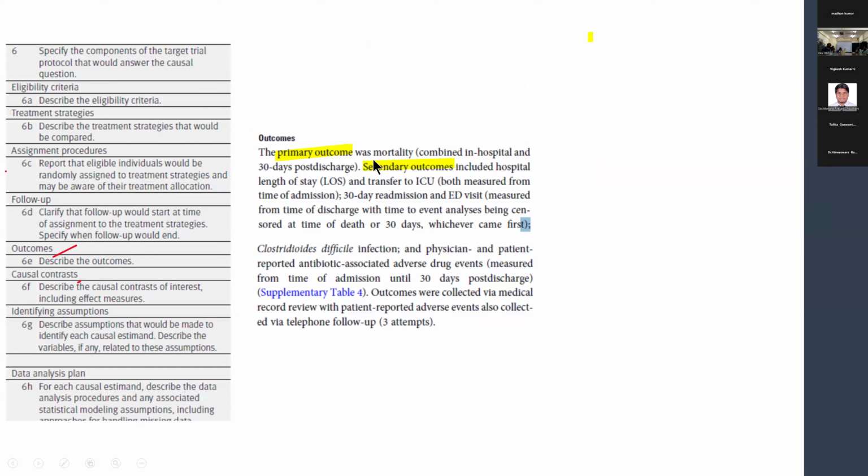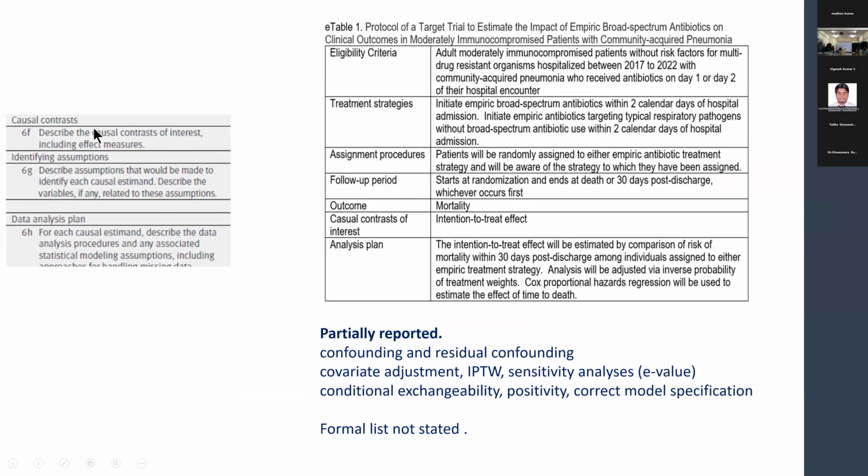Second, outcome. The primary outcome was mortality. They also looked at secondary outcomes, which they have explained in detail. Third is what is the causal contrast. They had told intention to treat, and they have done intention to treat.